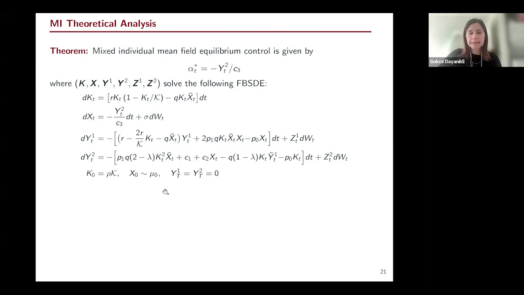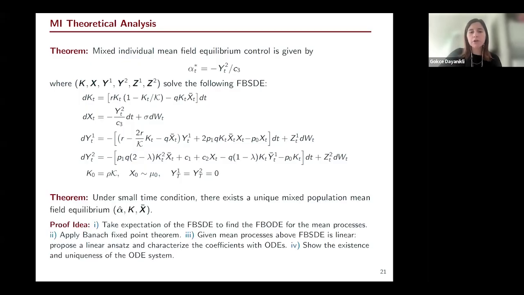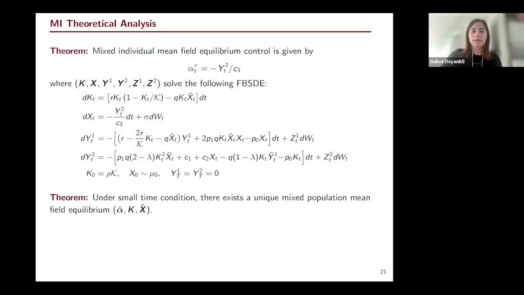So when we look at this, this is actually a little bit more complicated forward-backward equation because this is not an LQ problem. So in order to show the existence uniqueness results, we needed to do a little bit more work. So we showed that under the small time condition, there exists a unique mixed population, mixed individual, sorry, this should be mixed individual mean field equilibrium.